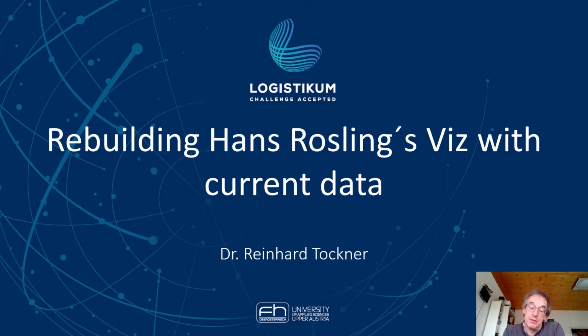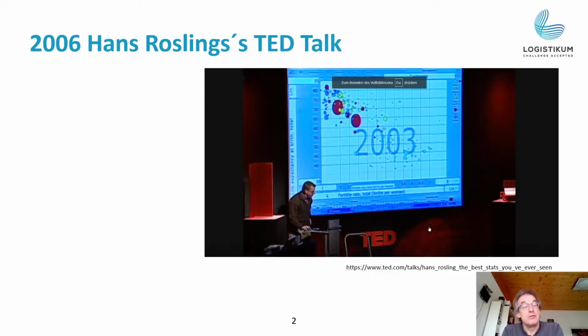What I'm talking about is the famous TED Talk Hans Rosling did in 2006. You can find it on TED.com. He was showing us how the world has changed. The data he used was from 2006, and the last year he had for his data was the year 2003. So we want to rebuild this whiz with current data.